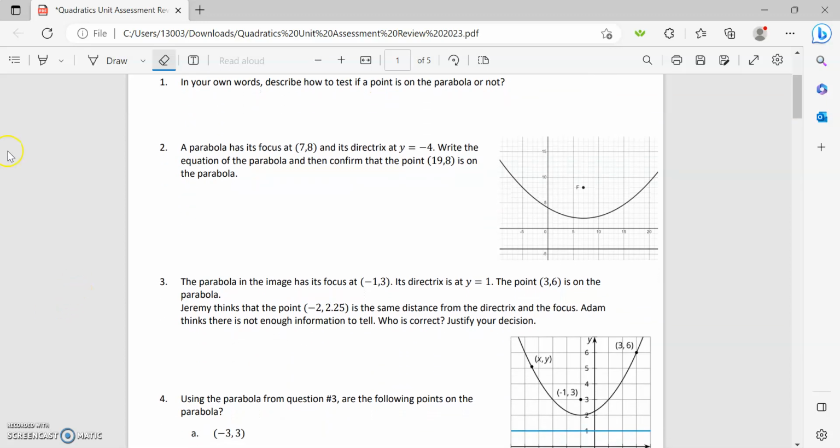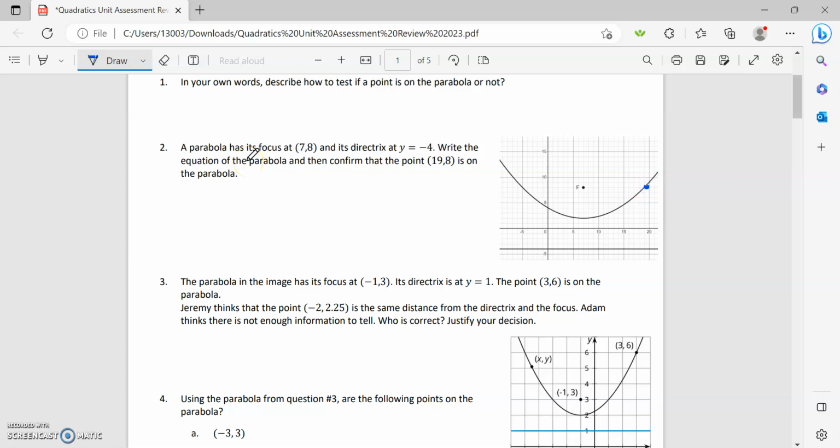We've got question 2. So the parabola, given the focus coordinate and the line for the directrix, it does say write the equation and confirm the point is on the parabola. So the point is (19, 8). So I'm going to go over here and I'm going to find (19, 8). I don't know if you can see that very well, but somewhere in that vicinity.